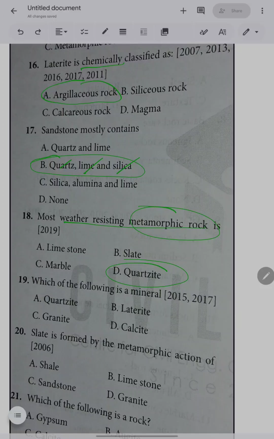Next question. Which of the following is a mineral? Quartzite, laterite, granite, calcite. So here calcite is the mineral. Okay. Next question. Slate is formed by the metamorphic action of shale, limestone, sandstone, granite. Slate is formed by the metamorphic action of shale only. So option A is the correct answer.